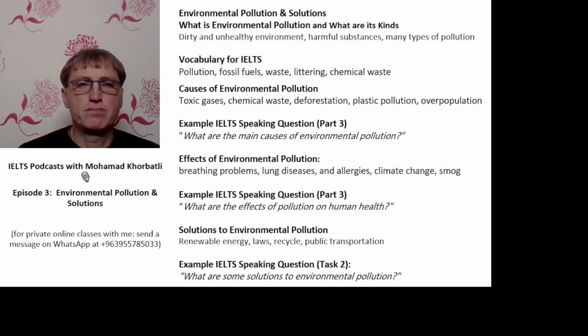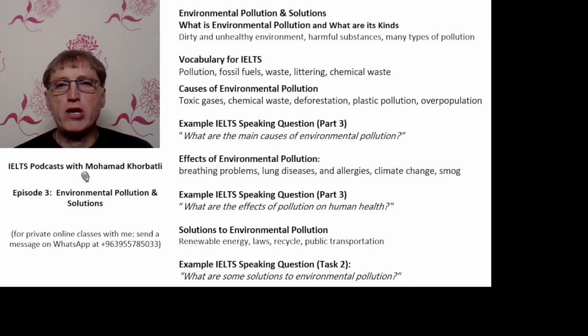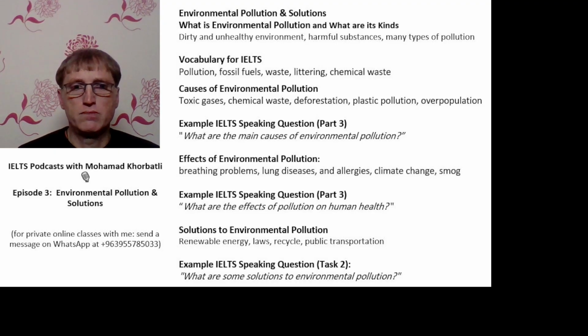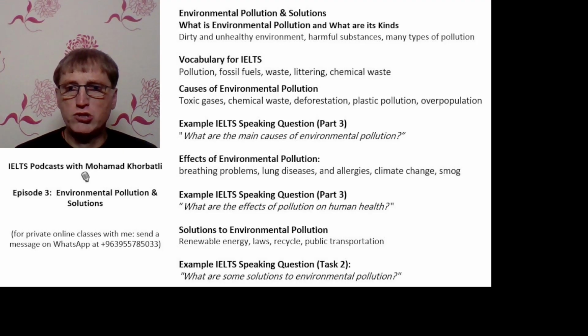Let's get started. First, what is environmental pollution and what are its kinds? Pollution means making the environment dirty and unhealthy. It happens when harmful substances go into the air, water, or land. There are many types of pollution, but the most common ones are air pollution, caused mainly by burning fossil fuels to generate power for homes, businesses, and cars. It is also caused by factories that release harmful gases.